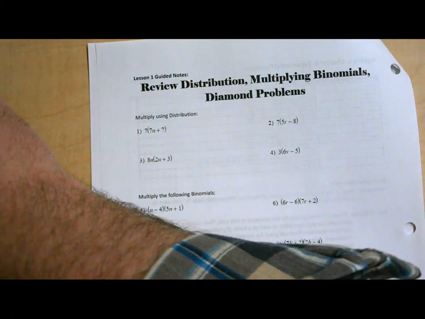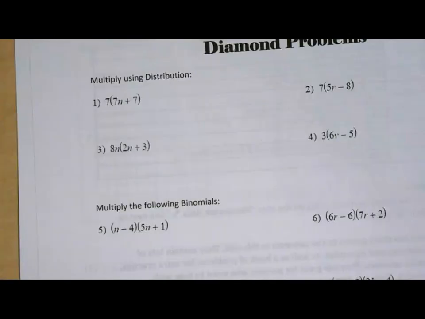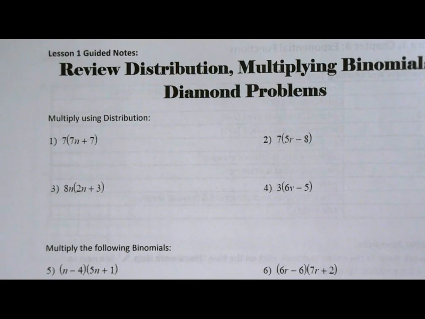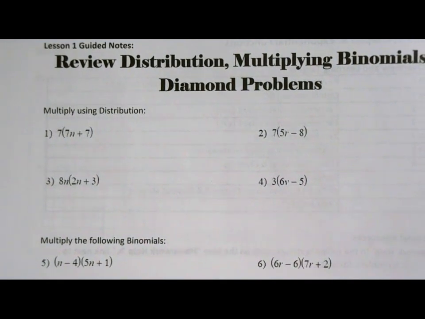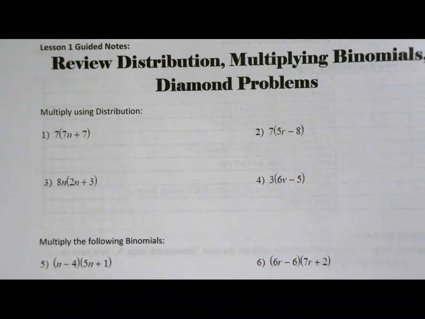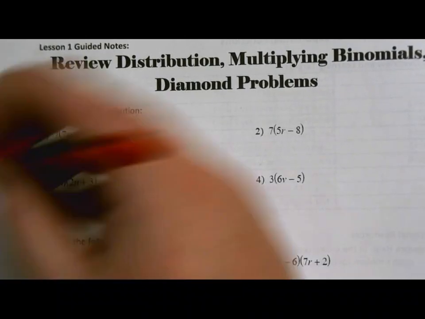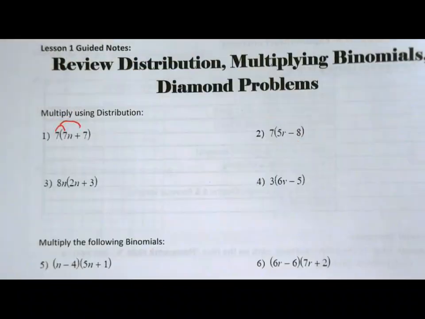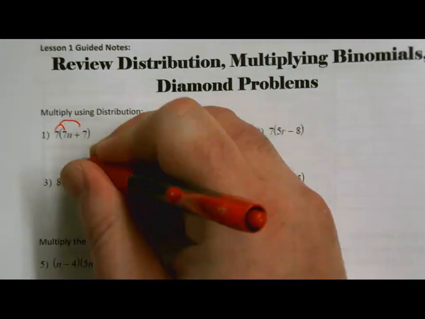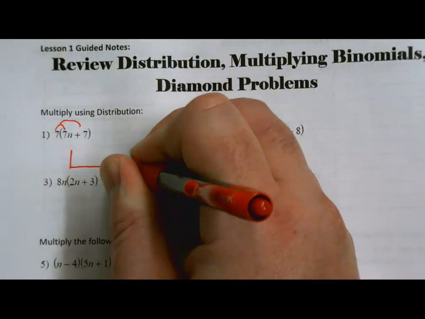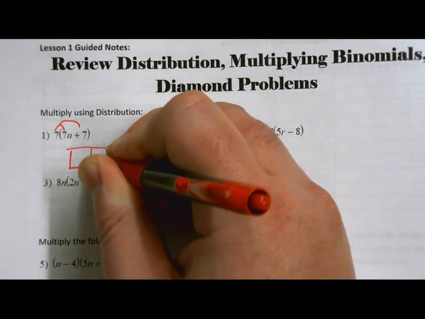I'll give you some stuff that we did way back in, I think it was chapter 3. Distribution, multiplying binomials, and diamond problems. So again, if you're feeling comfortable with this and you want to work ahead, you're more than welcome to. So distribution, some of us did this by just drawing some arcs over top and doing the multiplication that way. Some of you did this by creating a box problem. So we'll review both methods.